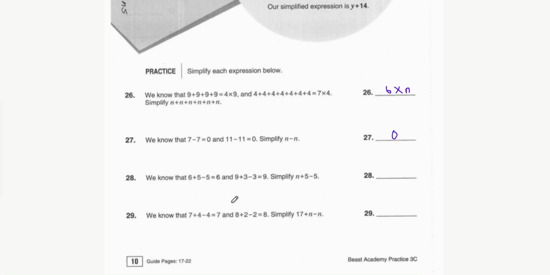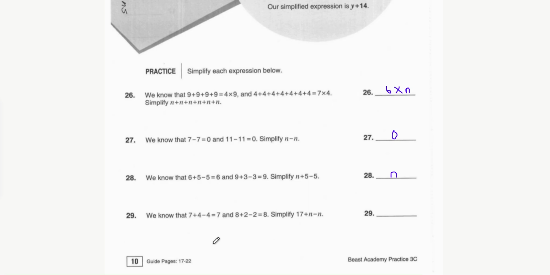We know that 6 plus 5 minus 5 equals 6, and 9 plus 3 minus 3 equals 9. Now we have to simplify n plus 5 minus 5. Adding 5 and then subtracting 5 is the same thing as doing nothing. So n plus 5 minus 5 will simply simplify to n.